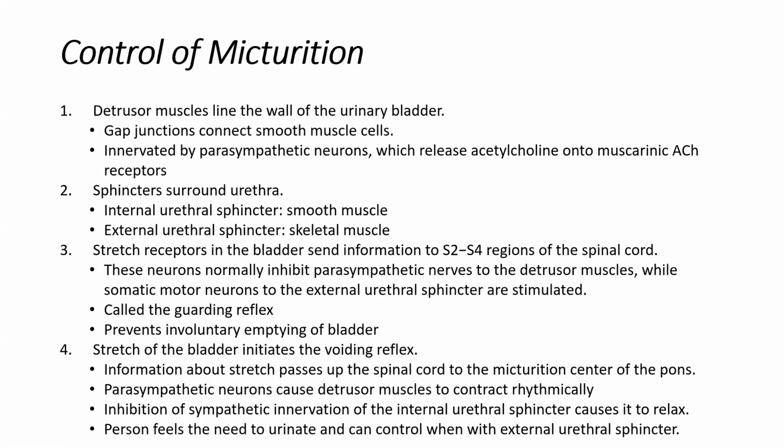Okay, so there are really three different divisions of the nervous system that are happening in order for you to void the urine and go to the bathroom. You have to inhibit the sympathetic, which allows your internal sphincter to relax. You have to excite the parasympathetic, which causes the detrusor muscle to rhythmically contract. And then voluntarily, according to the somatic nervous system, you have to decide to relax the external urethral sphincter, and that allows you to void the bladder.